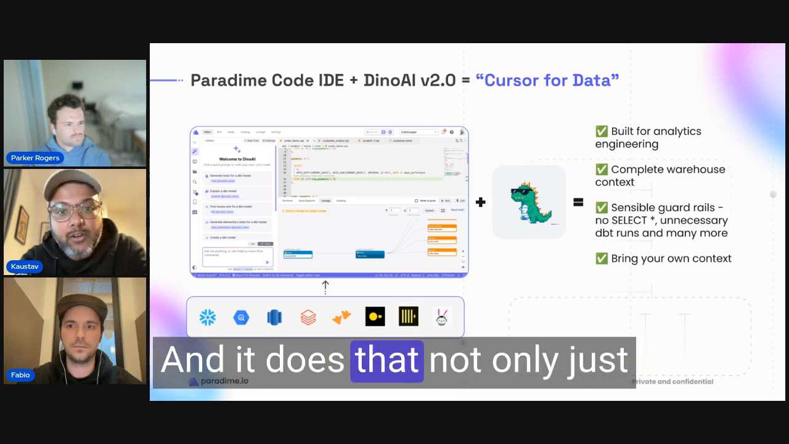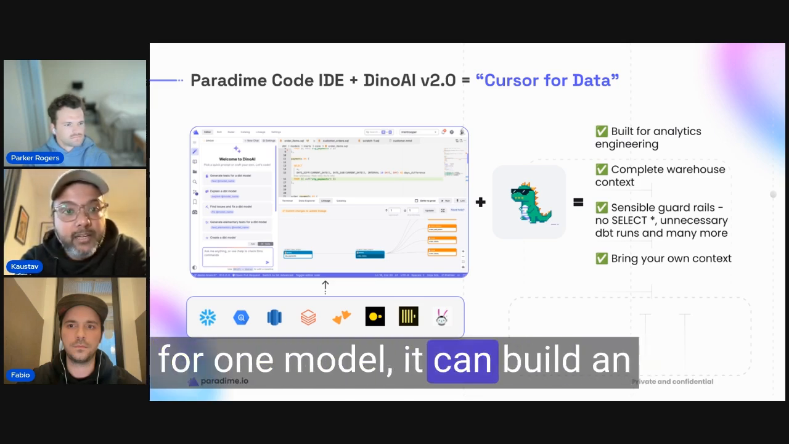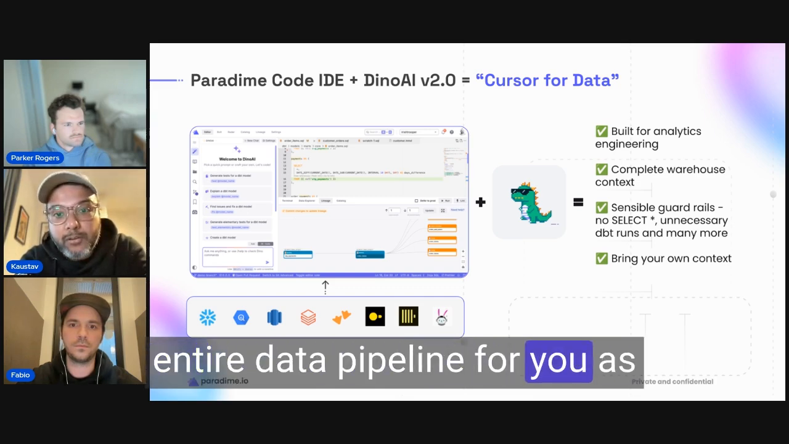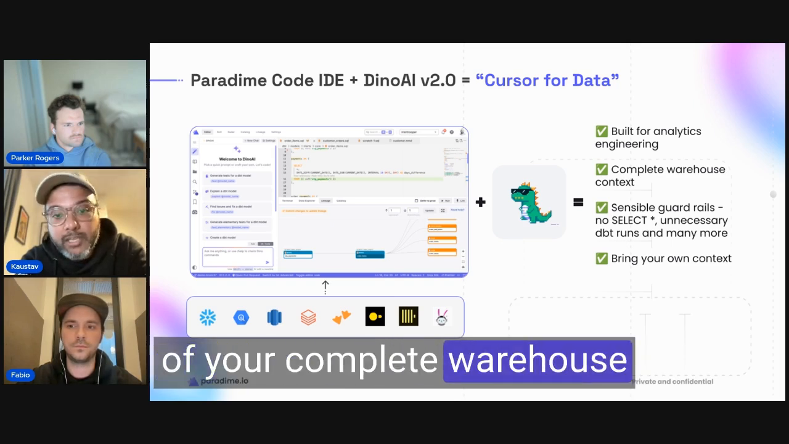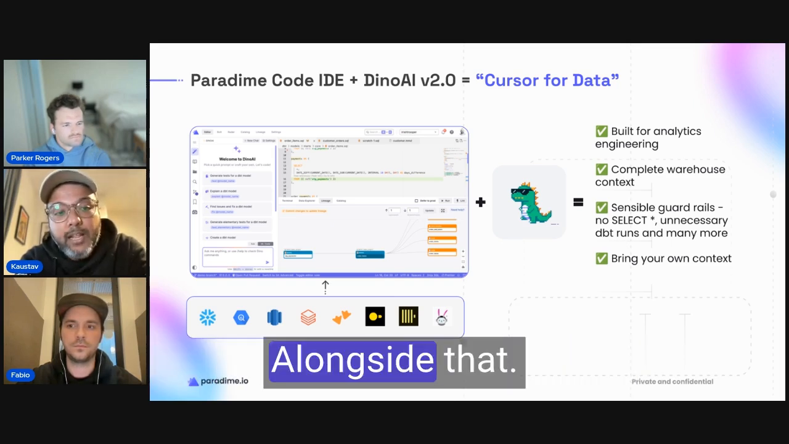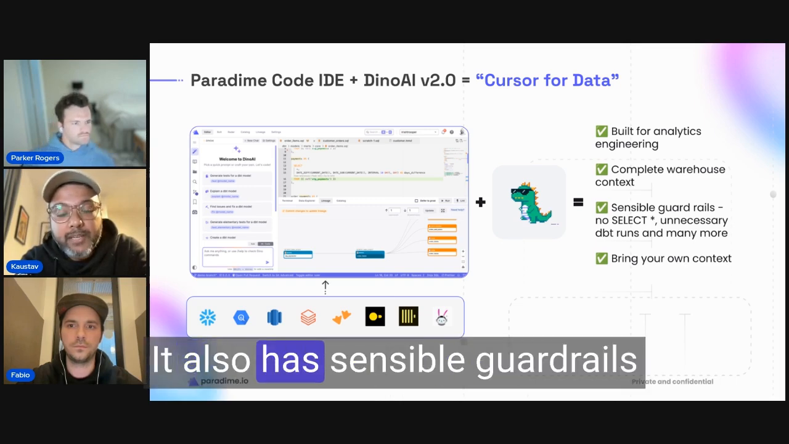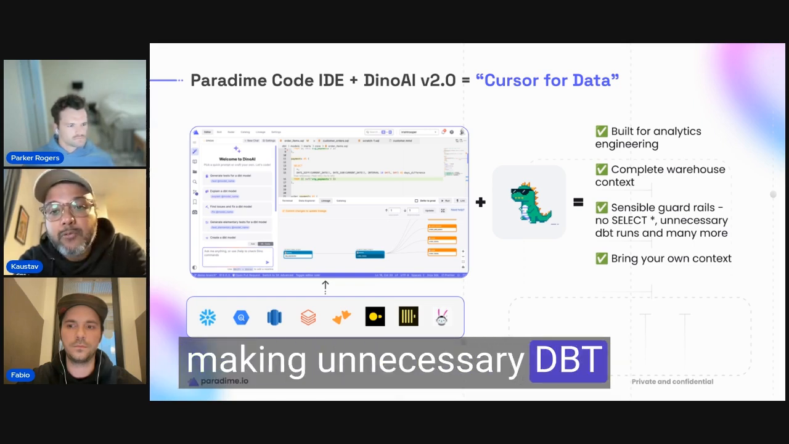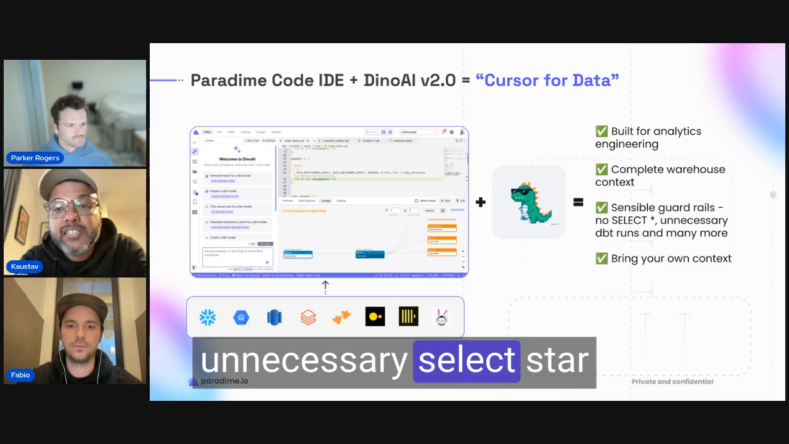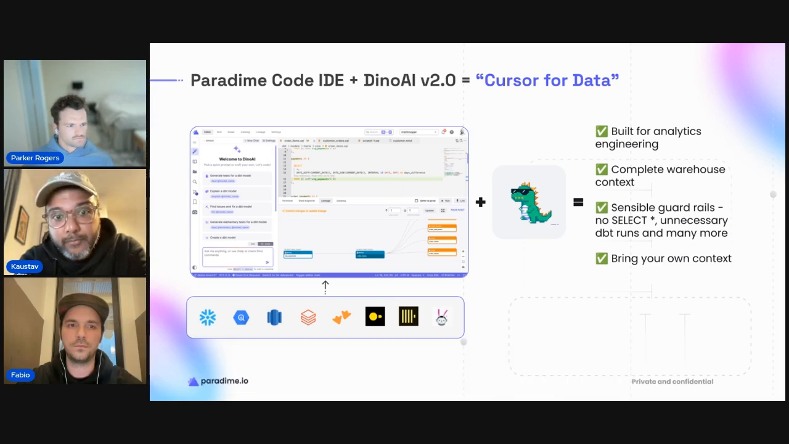And it does that not only just for one model, it can build an entire data pipeline for you as a result. And it has the context of your complete warehouse information schema. Alongside that, it also has sensible guardrails in place so that you are not making unnecessary dbt runs, you are not making unnecessary select star statements on your warehouse.